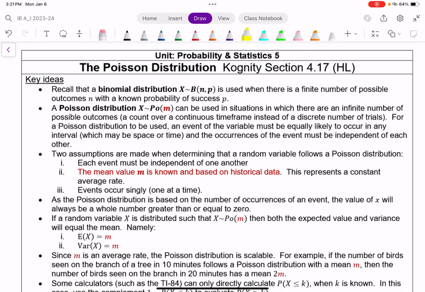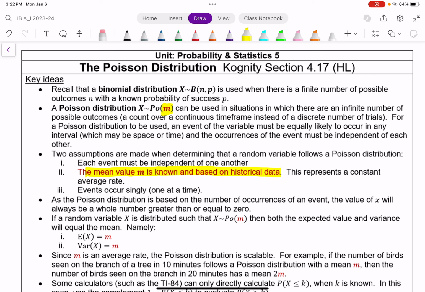All right, so for this, we're introducing the last type of distribution that we need to be familiar with in this course, which is a Poisson distribution, which is quite similar to a binomial distribution in many ways, except the only parameter we need is usually called m, which is the mean value, which is based on historical data. Usually it's a type of rate, quite often over time, but it's a rate of some sort. And that's the only value we need.